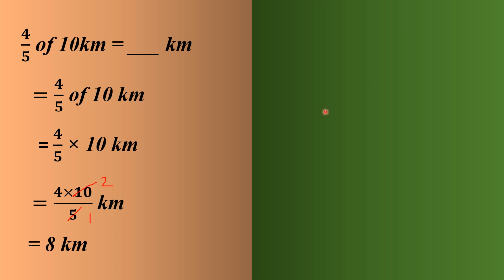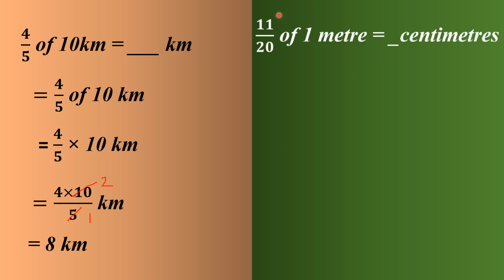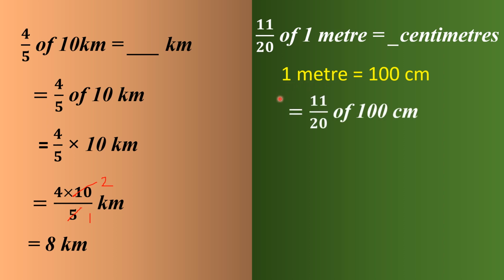Now let us do one more question. 11 by 20 of 1 meter equals to fill in the blank centimeters. Now here we need to find out the answer in centimeter, but in question there is meters. We will find out the conversion of meter and centimeter, and we know that 1 meter equal to 100 centimeter. So our question will be like this: 11 by 20 of 100 centimeter.